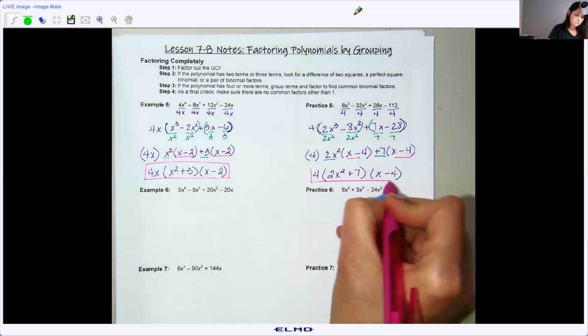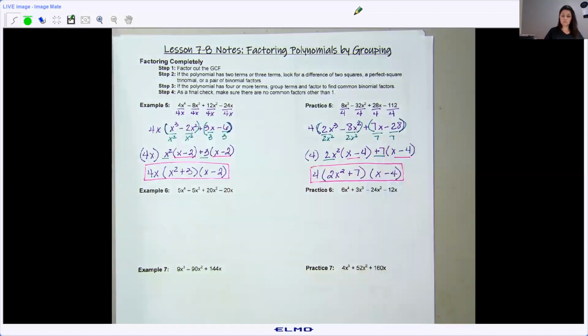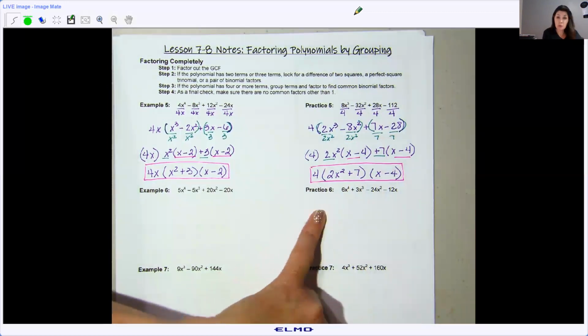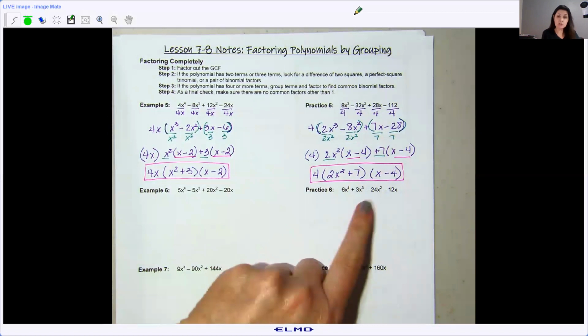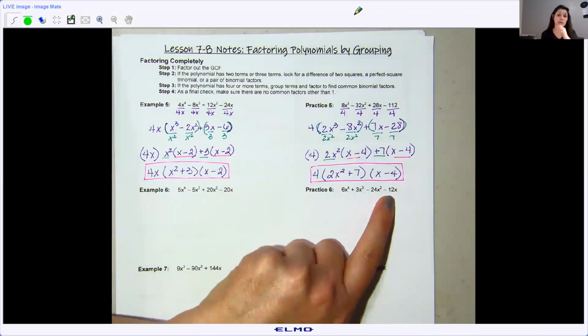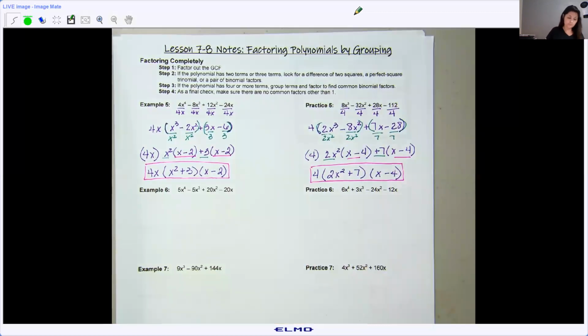All right, if you feel confident in trying these on your own, you can. If you want to watch one more and then do this practice one, you can. The difference though between this and practice number 6 is that it is subtraction. So the greatest common factor you will be pulling out from the second set will be a negative. So just keep that in mind.